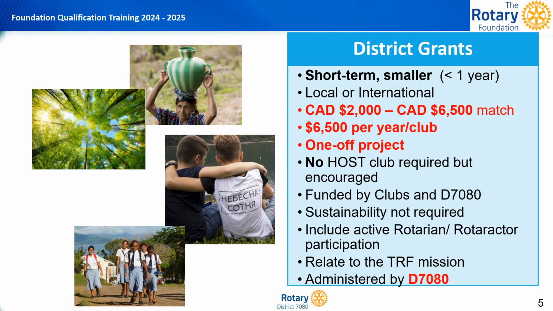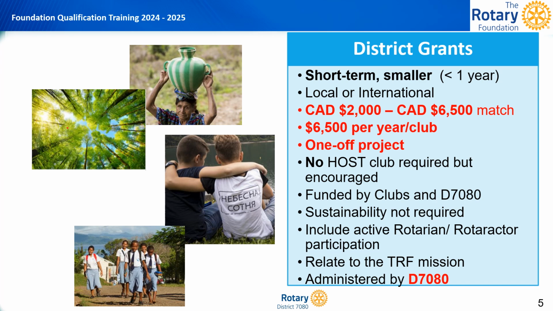As we explained in Module 2, our available funding is dependent on how much our District 7080 members have contributed to the annual fund 3 years earlier. So it's not a bottomless pit, and the amount of available funding varies every year.